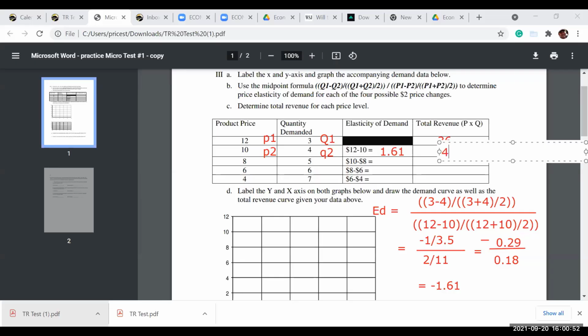Note the next one, 10 times 4 is 40. 8 times 5, 40. 6 times 6, 36. And then finally, 4 times 7, 28.